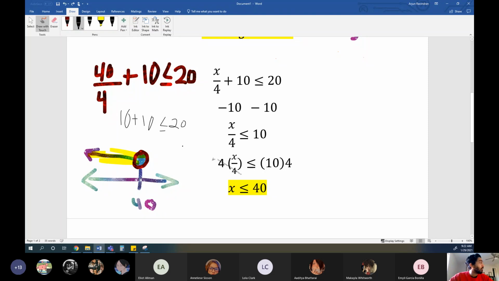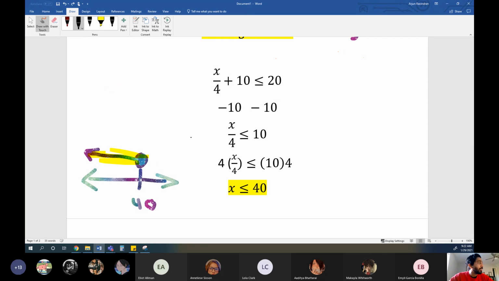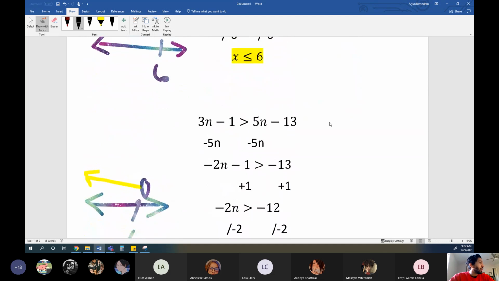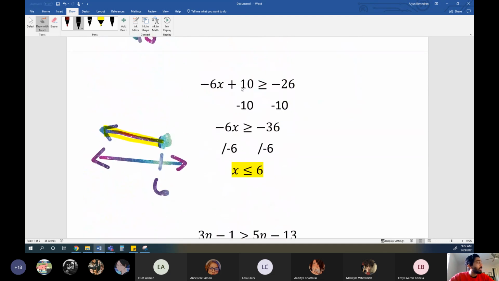Thank you. All right, we're going to move on now to the next item, which is item 3. Item 3 is a two-step inequality similar to this one. Scroll down. And that brings us to this right here. So it's going to be pretty straightforward. Again, I'm going to do the inverse operation on the plus 10, which is minus 10, negative 26 minus 10.